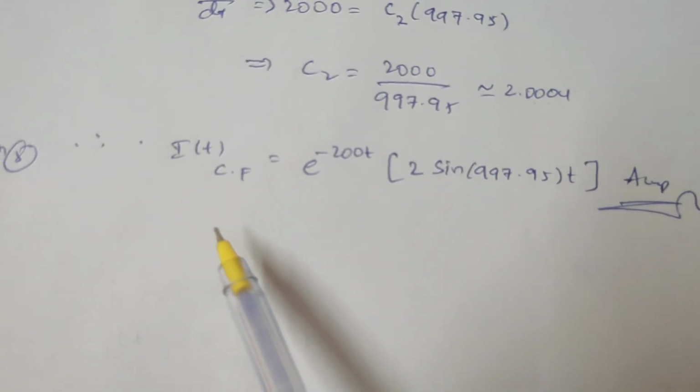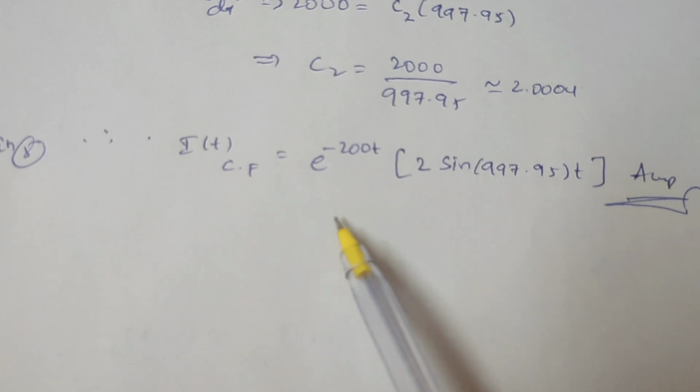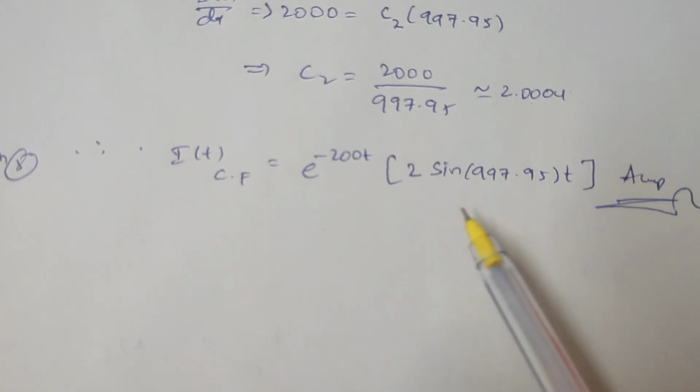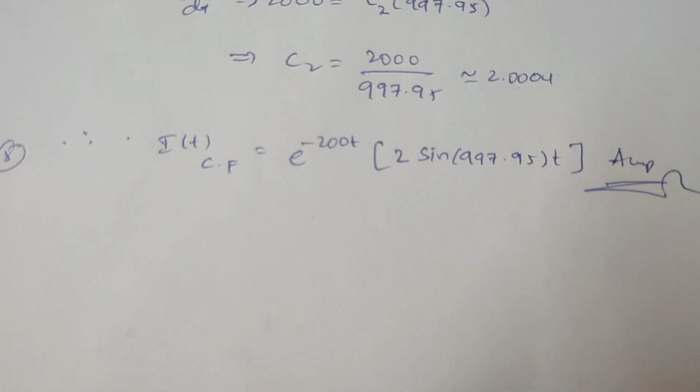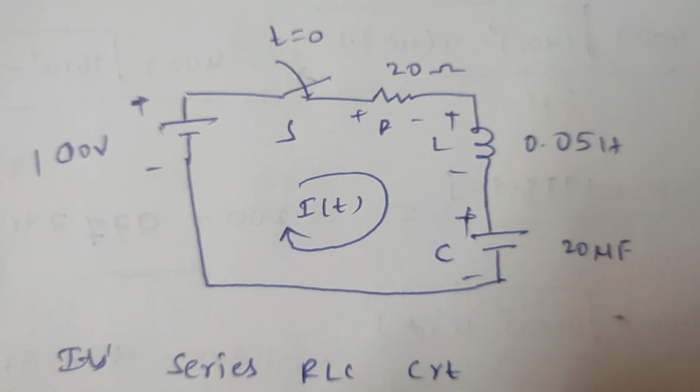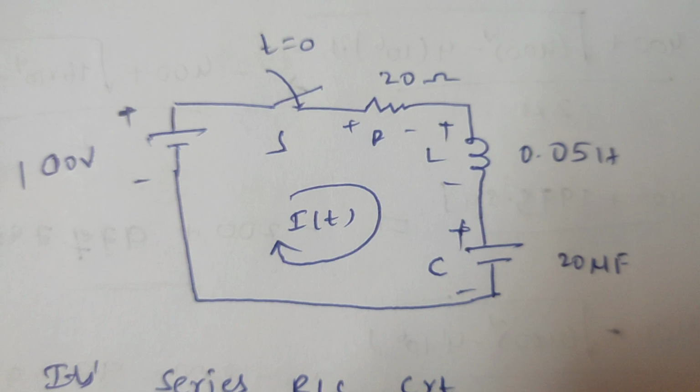So the total response of the series RLC is nothing but e power minus 200t into 2 sin 997.95t amperes. This is the total transient response of the series RLC circuit.